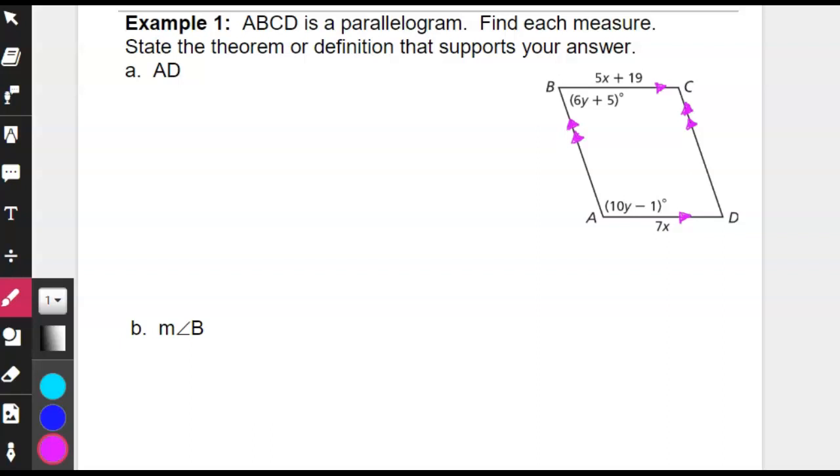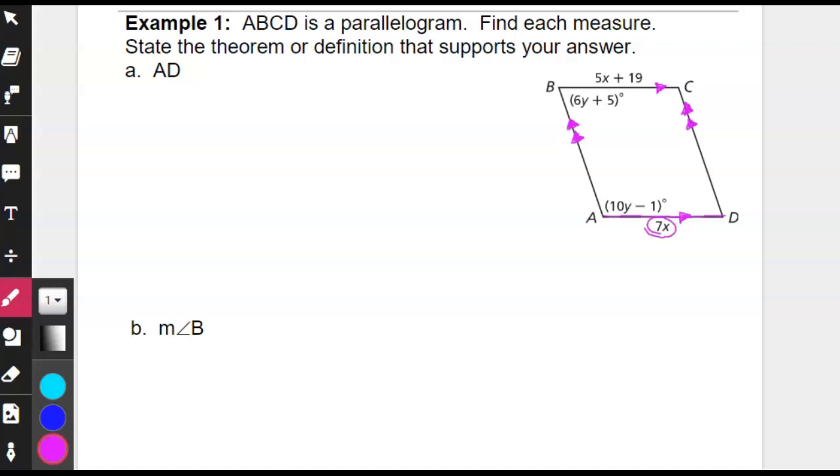So the first thing we have to do is find the length of segment AD, and then we have to find the measure of angle B. So we've got to find a length of a segment, and then we have to find an angle measure. The length of the segment AD, that's this right here. This is what I need to find. That has a measure of 7x.